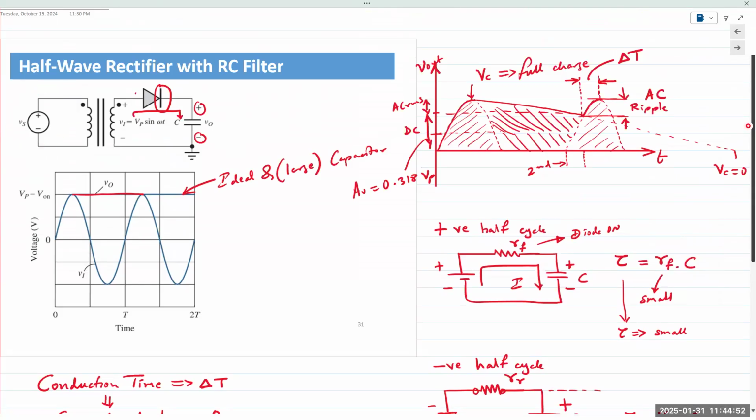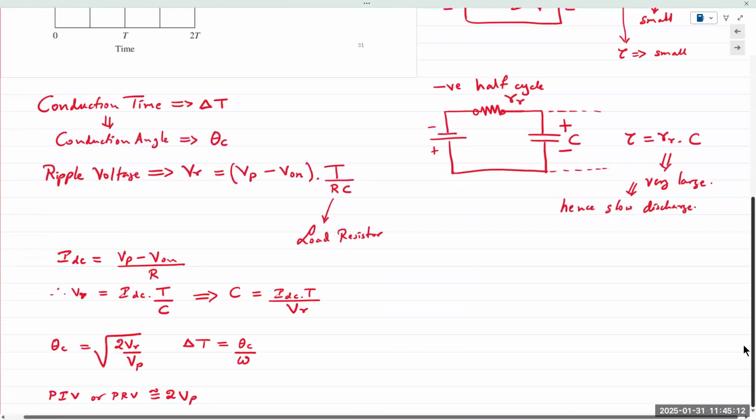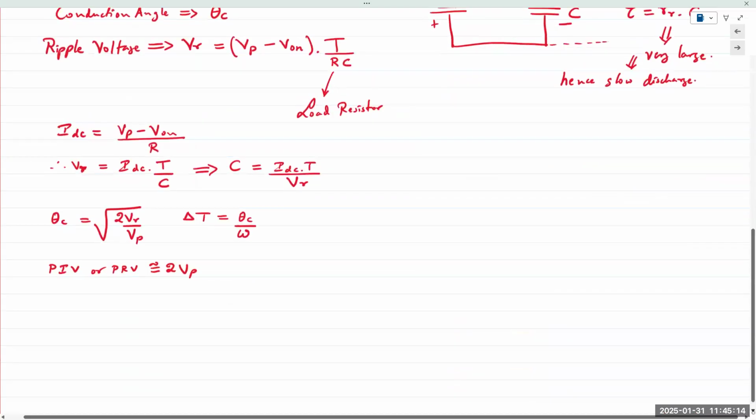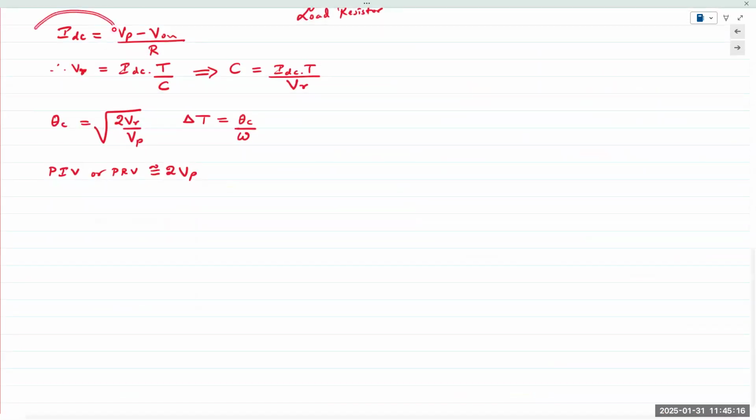VS is the applied input voltage from here. VP is basically V in, that's coming into the half-wave rectifier. V on is the diode on voltage. The DC current is VP minus V on divided by R.